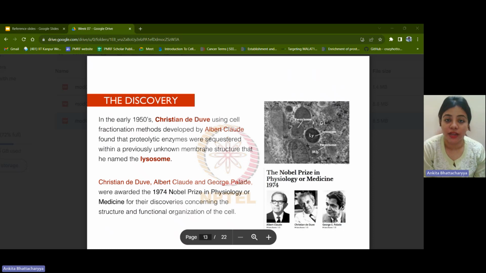I mean, of course, all of these scientists have some fantastic contributions, but particularly for autophagy, you can look at Ballard's groups, the work of George Ballard. They were awarded the Nobel Prize in Physiology and Medicine in 1974 for their discoveries concerning the structural and functional organization of the cell.